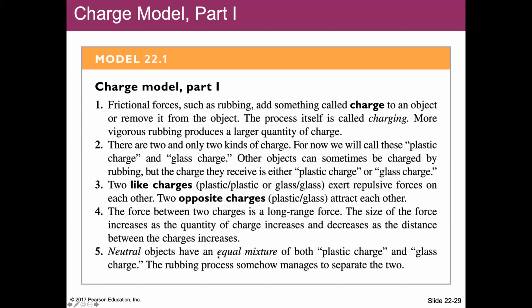Neutral objects have an equal mixture of both plastic charge and glass charge, because if you put a plastic charge and a glass charge together at the same amount, then the object becomes neutral. So that means neutral objects have an equal mixture of both plastic and glass charge. The rubbing process somehow managed to separate the two charges, plastic charge and glass charge. And later on, we'll learn those two types of charges are called positive charge and negative charge.